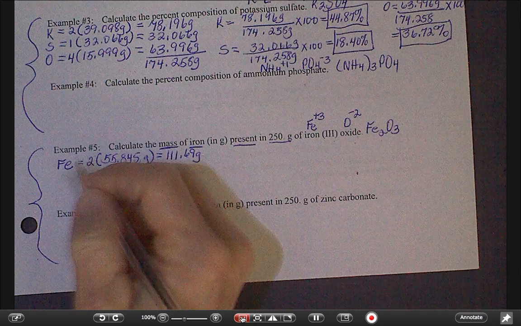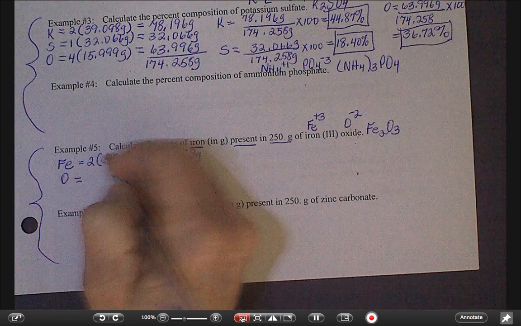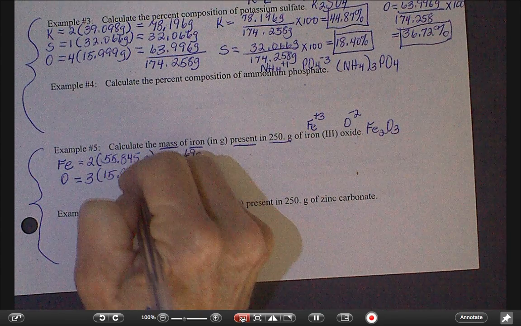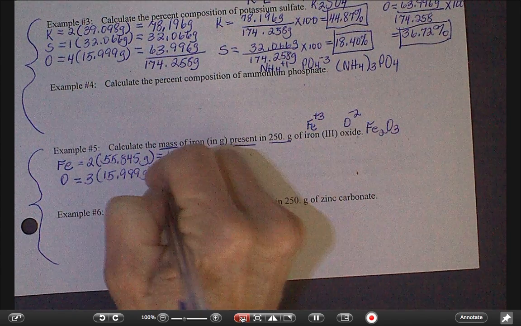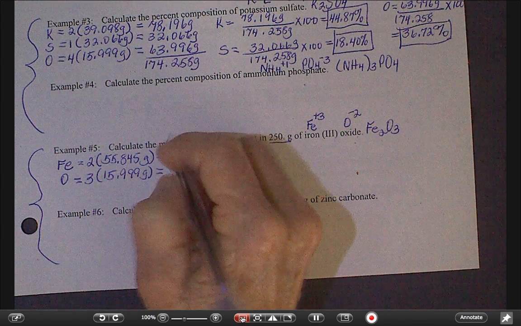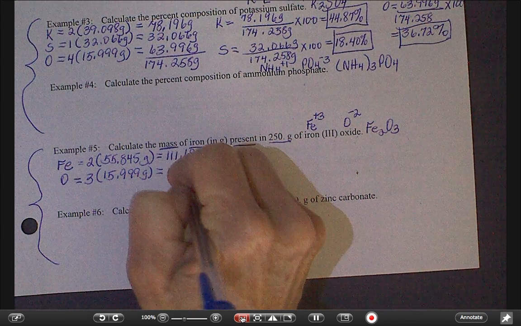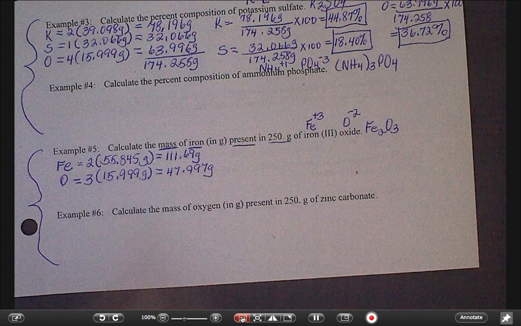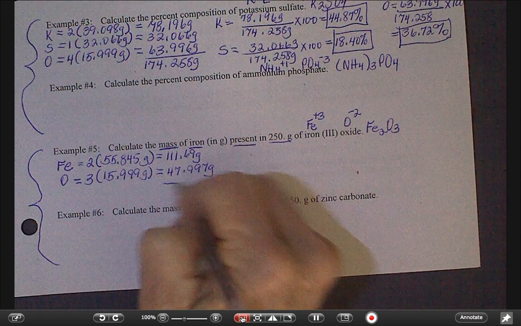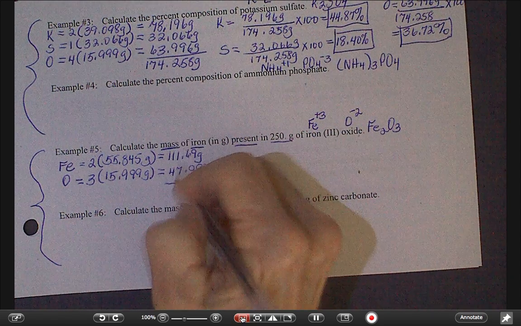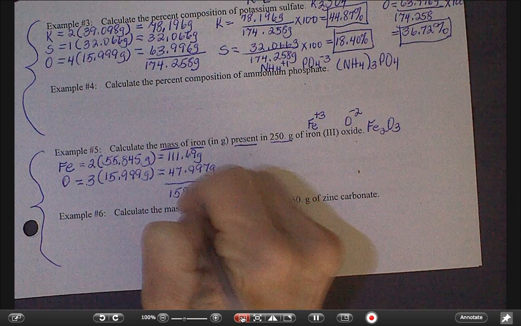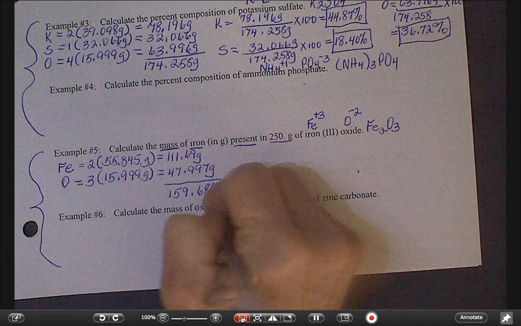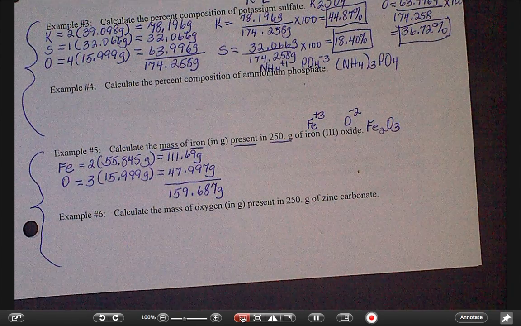Alright. My O is equal to 3 times 15.999 grams, which is equal to 47.997 grams. Okay, my total mass for iron oxide is 159.687. Okay, so you know how to do that part.